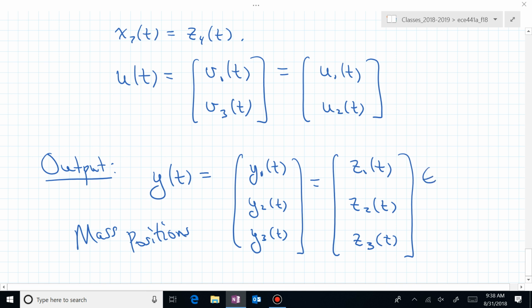And what's the dimension of that output vector? What are the exponents on this r? It's 3 by 1. This system, the way we've built it or constructed it, is 2 inputs, 3 outputs, and 7 states. And that now allows us to know exactly the dimensions of A, B, C, and D.